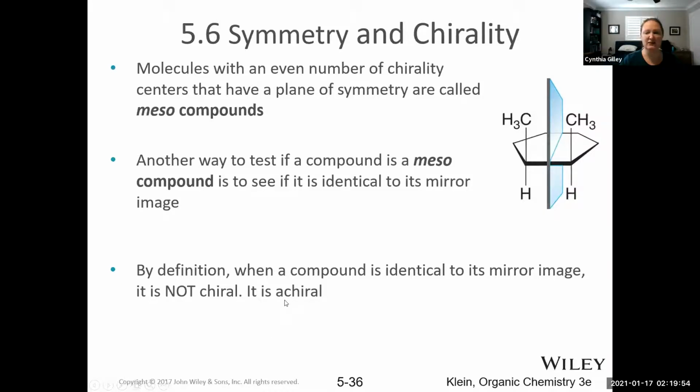This structure is known as a meso compound. Meso compounds are compounds that are achiral overall, not chiral overall, but have chiral centers in them, and they have to have an even number of chiral centers, such that the chiral centers are actually opposites of each other through that internal plane of symmetry, and one chiral center sort of cancels out the other one, and overall the structure isn't chiral.